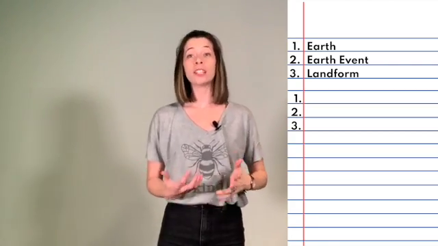Now you're going to brainstorm what your Earth event dance could look like. So next to your number 1, you're going to write down, what is the Earth like? What is the Earth like right before your event happens? Are there dinosaurs there? Is this a long time ago? Is this right now? What is going on the Earth before this giant Earth event? Write that down.